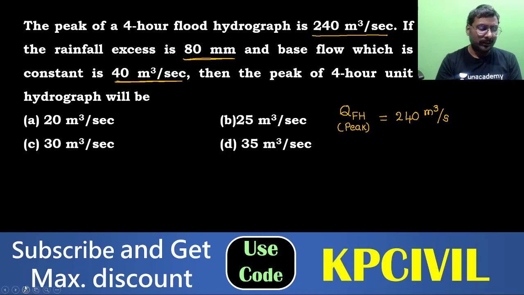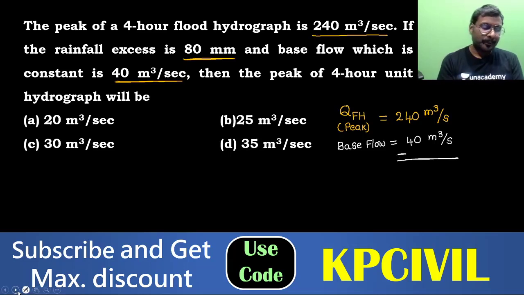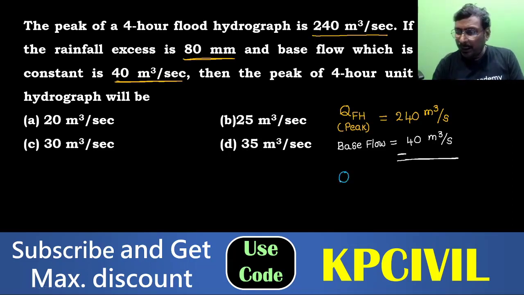What is the information given now? So you take here base flow. Peak of flood hydrograph minus base flow, what it provides? You are subtracting, what you will get? Peak of direct runoff hydrograph, QDRH. Subtract base flow, so that you will get a peak of DRH. QDRH is 200 meter cube per second.